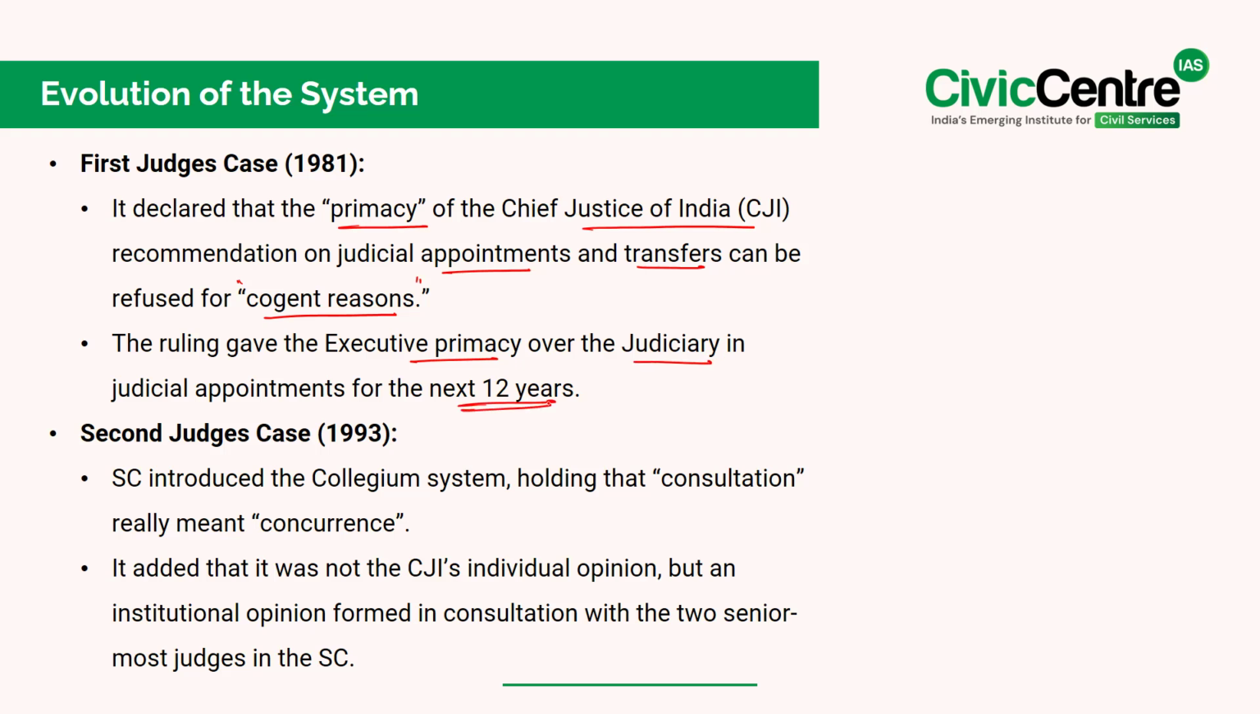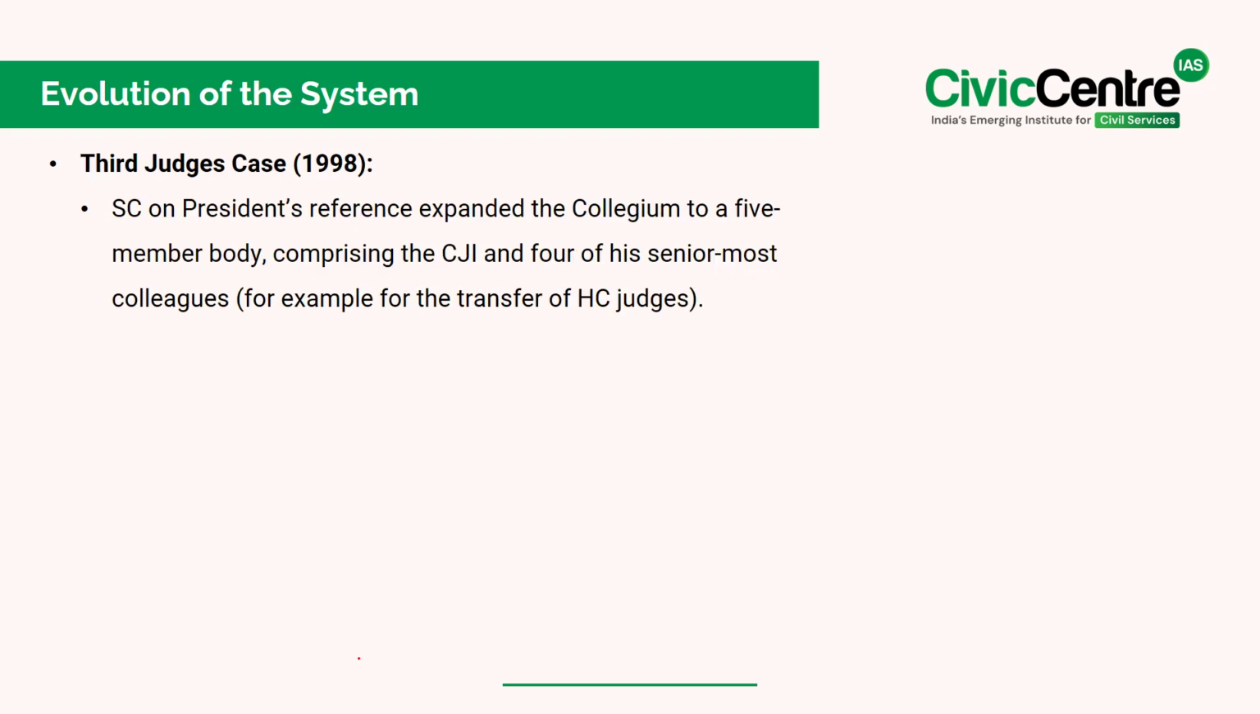Then, through the Second Judges case of 1993, the Supreme Court introduced the collegium system, holding that consultation really meant concurrence. It added that it was not the CJI's individual opinion, but an institutional opinion formed in consultation with the two senior-most judges in the Supreme Court. And lastly, we had the Third Judges case, where the Supreme Court, on the President's reference, expanded the collegium to a 5-member body comprising the CJI and 4 of his senior-most colleagues.